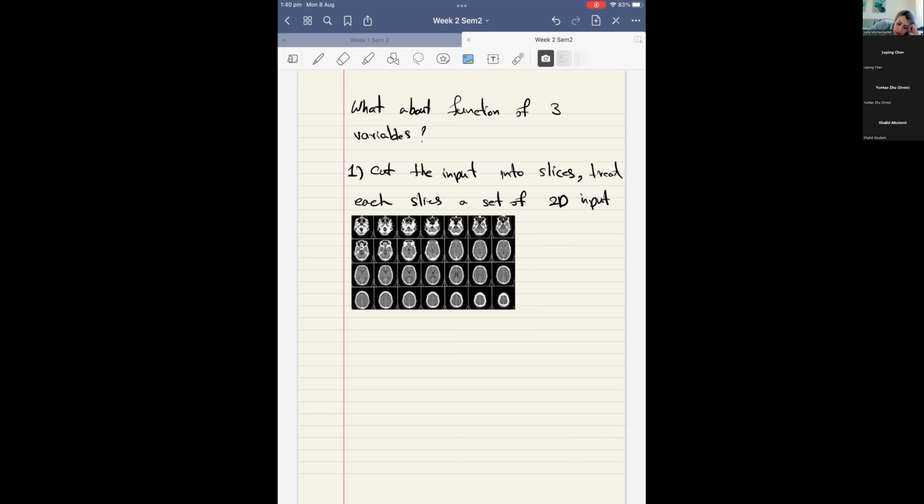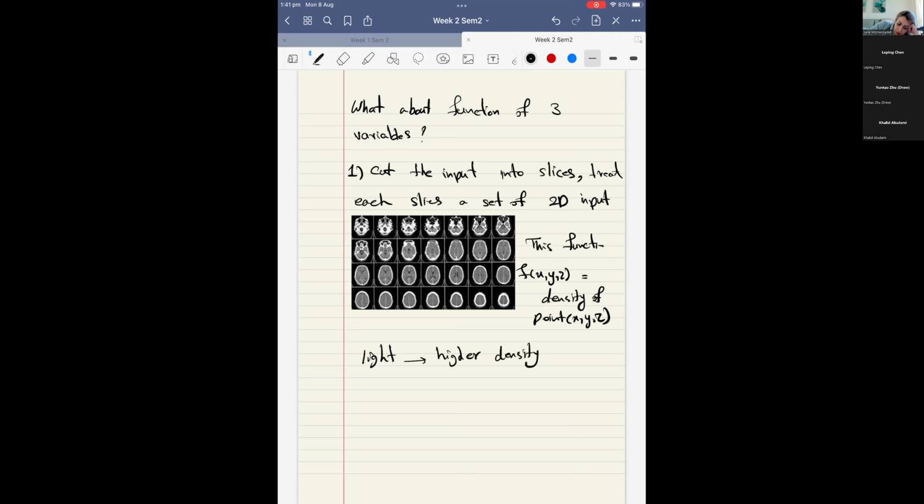It means the function f of x, y, and z is equal to the density of point x, y, and z. For example, a light point is higher density and a dark point shows lower density.